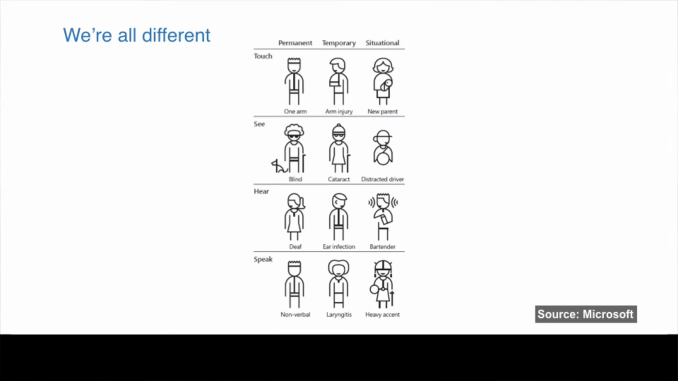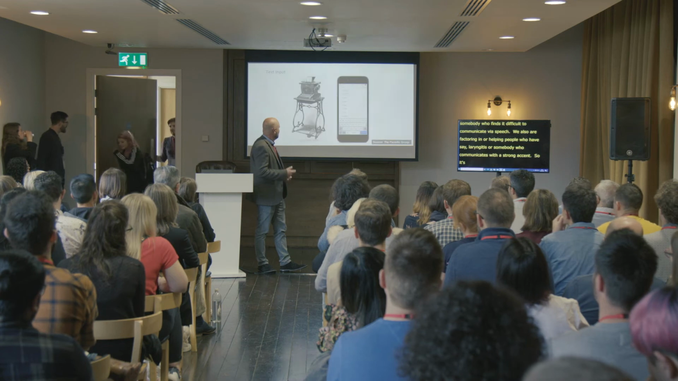And then lastly, if we design or consider the requirements for somebody who finds it difficult to communicate via speech, we are also factoring in or helping people who have, say, laryngitis, or somebody who communicates with a strong accent. So looking at accessibility in that way is a good idea.